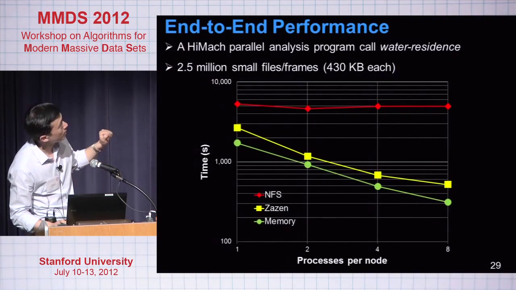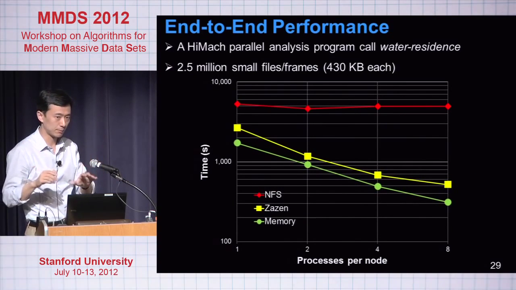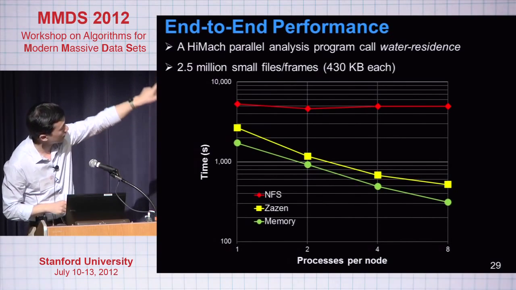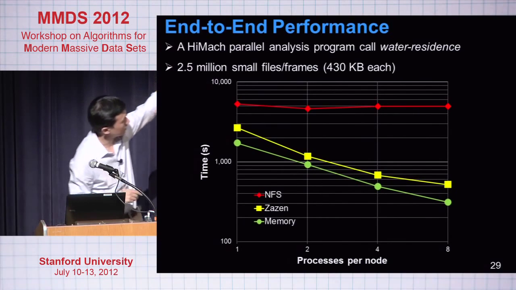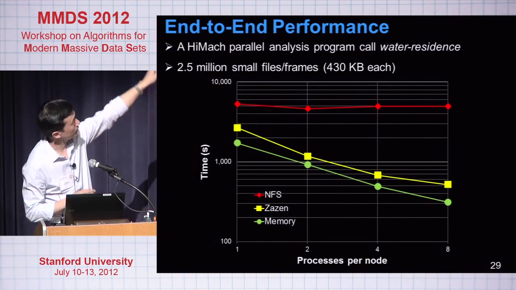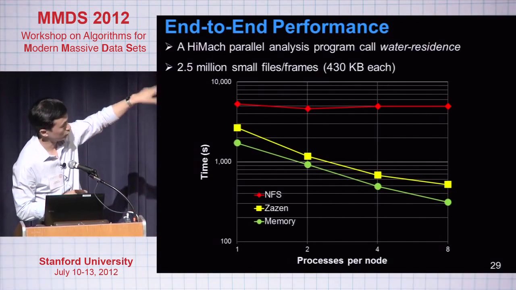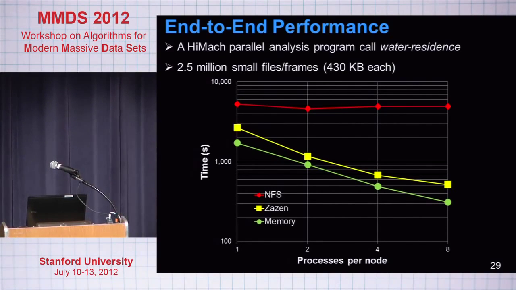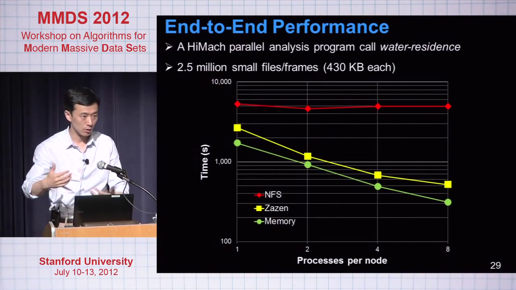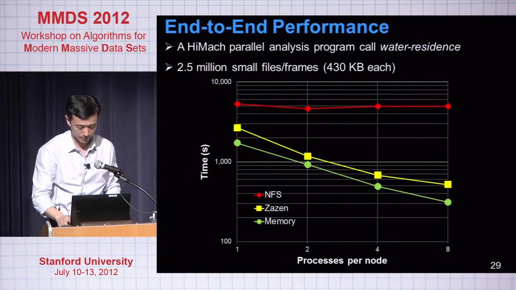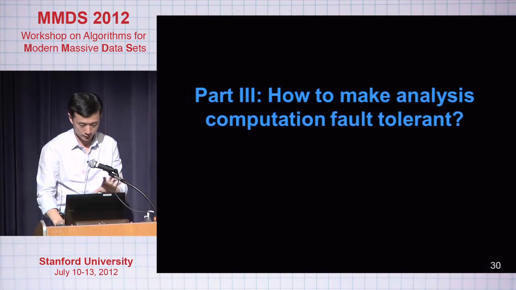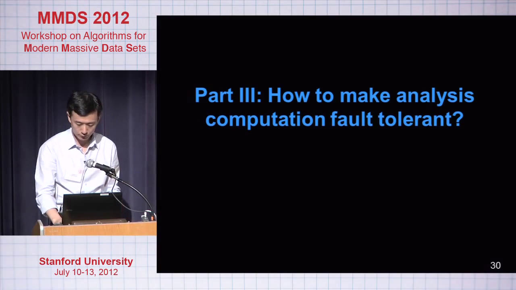And this is the end-to-end performance of HiMach, of a sample HiMach analysis script. You can see the scaling property of the Zazen-based version versus the completely memory-resident version versus the NFS version. So you want to track this green curve, which is the best you could ever achieve, considering all the data access needs. Now, the last part of the technology component is fault tolerance.